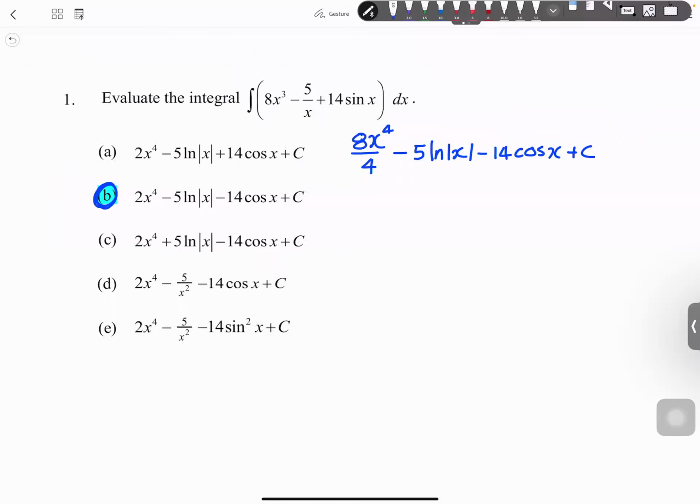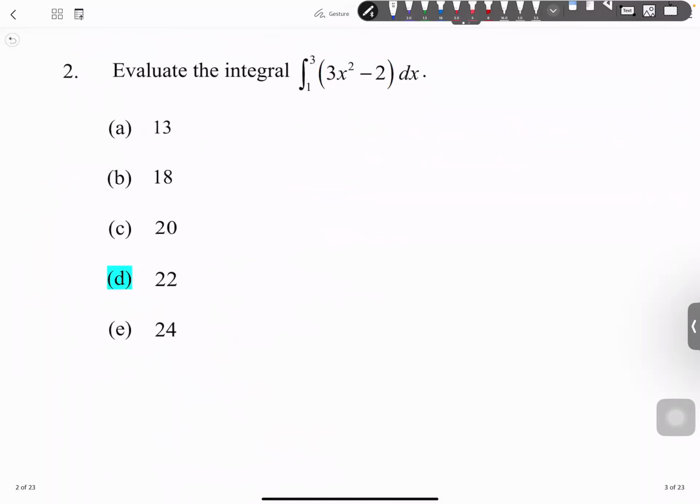All right, problem number 2. We are asked here to do a definite integral. All right, so again, let's just start by integrating the polynomial. All right, the integral here, add 1 over add 1. So this will be 3x cubed over 3 minus 2x. I'm going to clean this up just a little bit. The 3's cancel. So this is x cubed minus 2x. And now we would like to evaluate from 1 to 3.